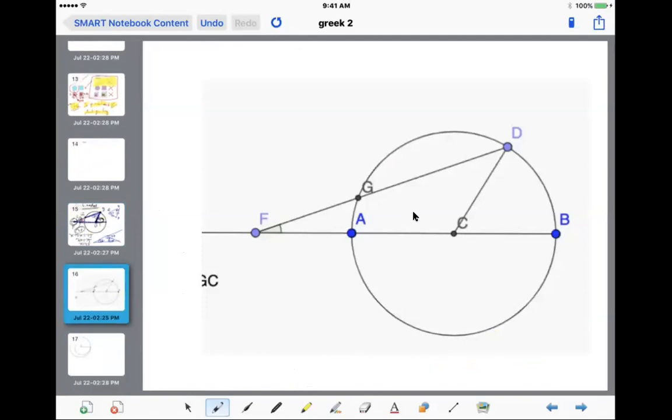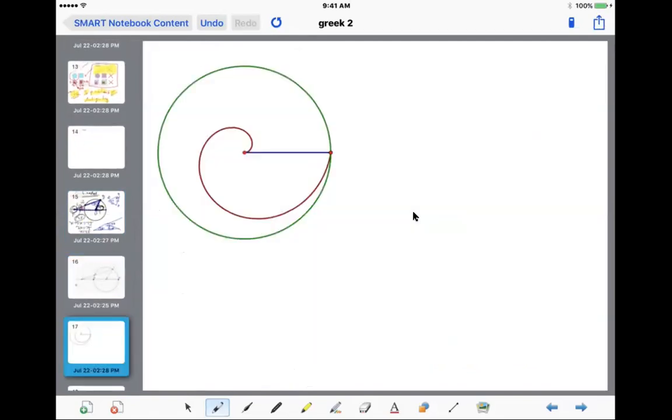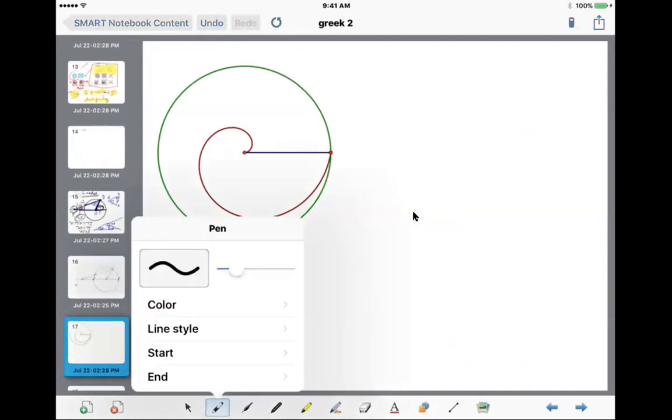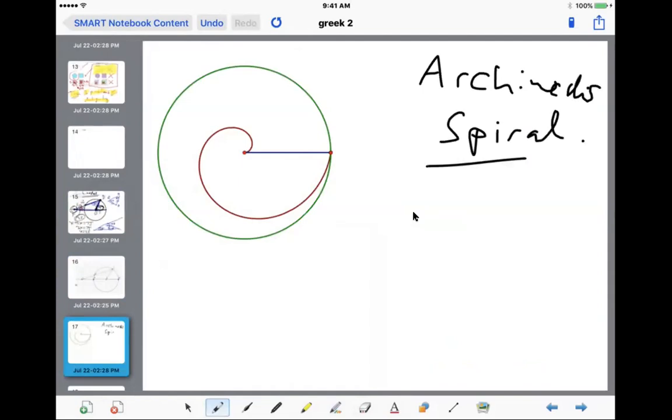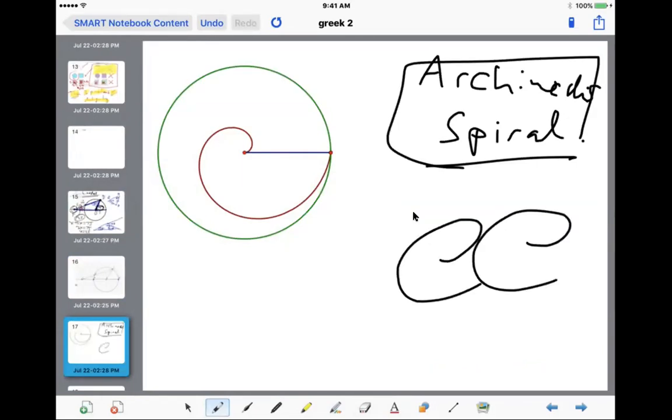There's the Archimedes construction. Okay, Archimedes also came up with another way to trisect an angle, with something called the Archimedes Spiral. A spiral is like a thing like that, but an Archimedes spiral is a very specific type of spiral.